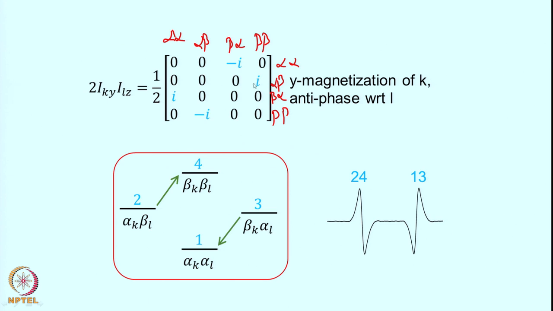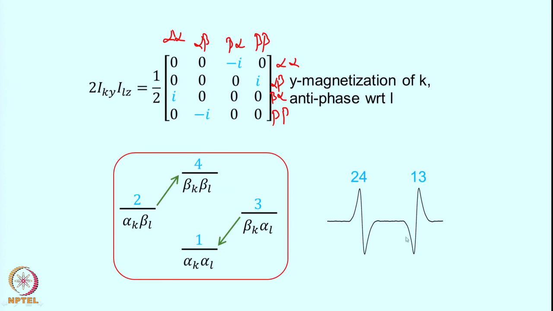This is 90 degrees out of phase. So if I call it X to Y, it is 90 degrees out of phase, and this is represented here by an imaginary number. So we get an I here. Therefore, if I have 1,3 in a particular way, in this manner, then the 2,4 will be opposite to that, and therefore this goes in this manner here.